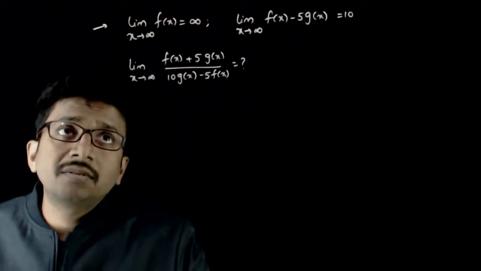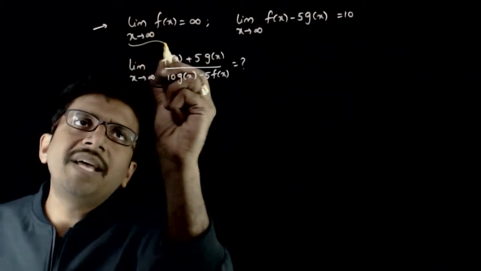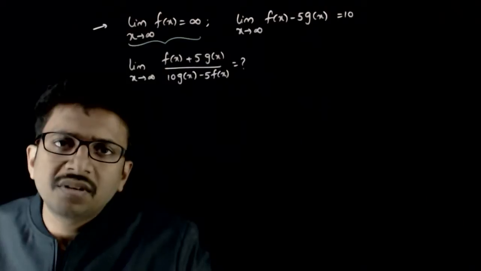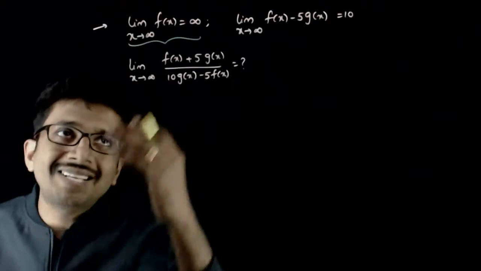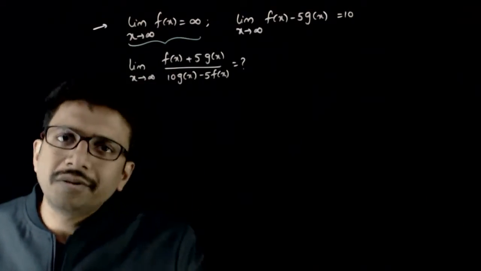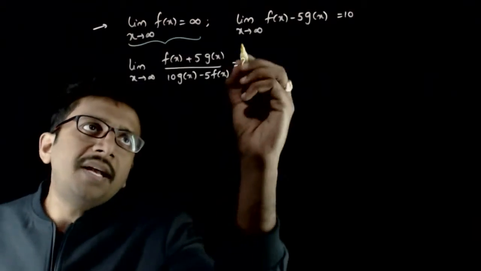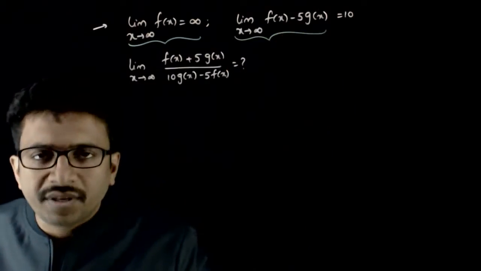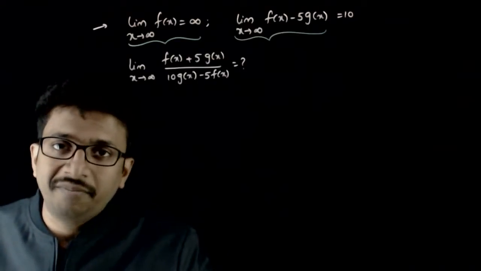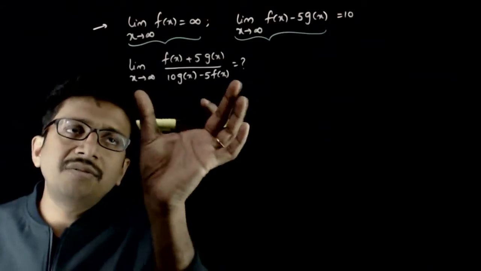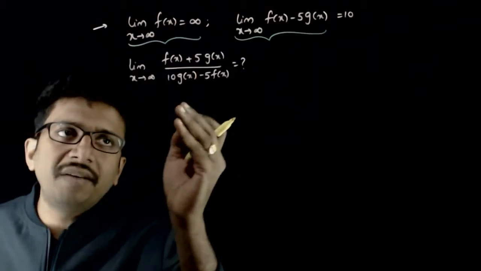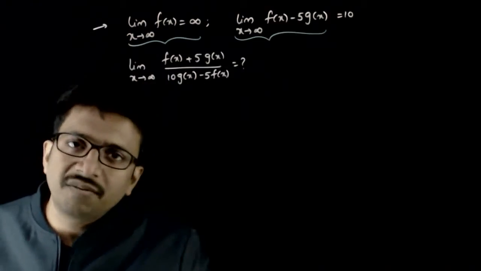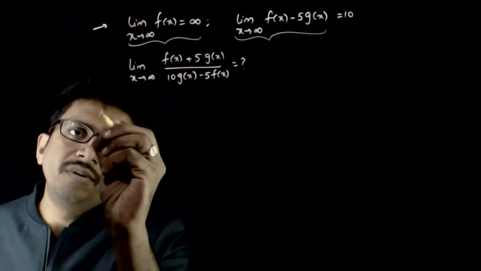So welcome students. In this question you're given that limit x tends to infinity f of x is equal to infinity. As x tends to infinity, f of x also goes to infinity. And you're given that limit x tends to infinity, f of x minus g of x is equal to 10. So if that is so, you're asked to find this limit, f of x plus 5g of x by 10g of x minus f of x. So how do we do this?